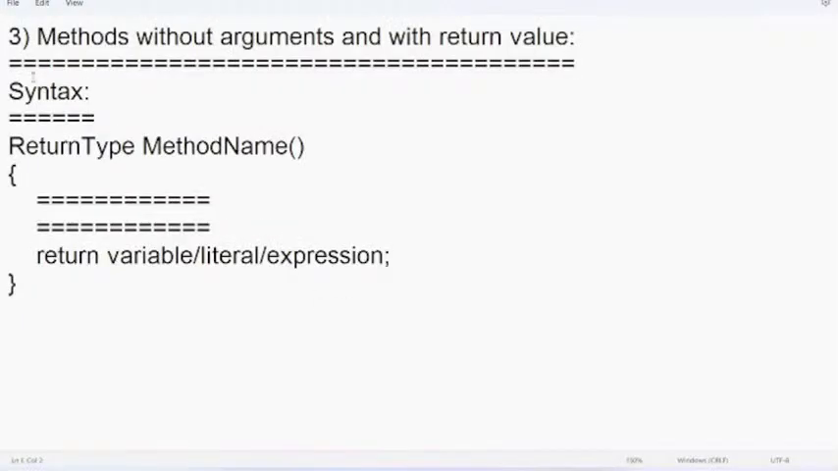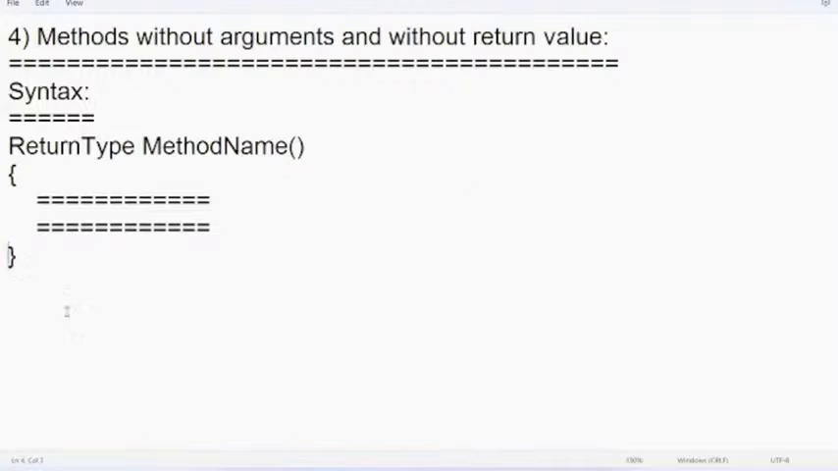Now, fourth category. Note down: methods without arguments and without return value. Here no return. Here the return type should be an empty data type. It doesn't return anything, nothing but void.